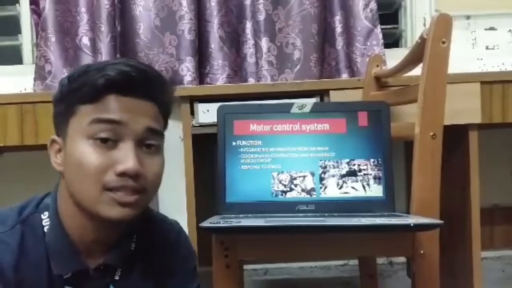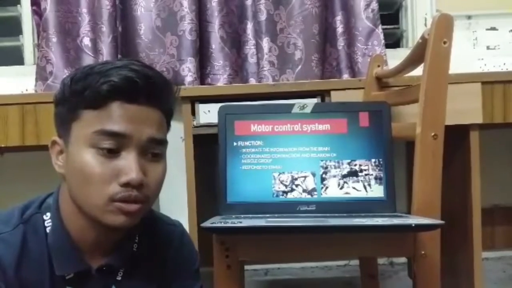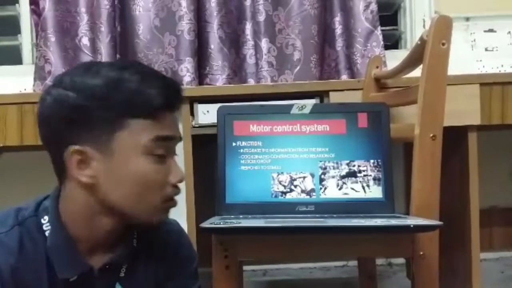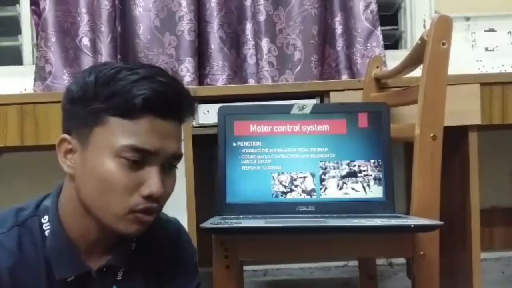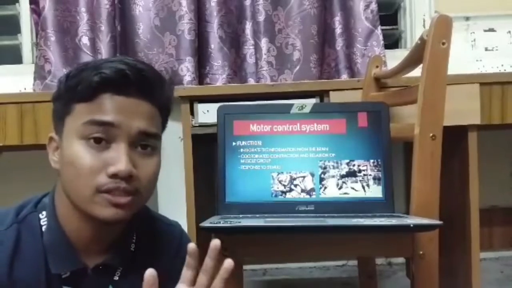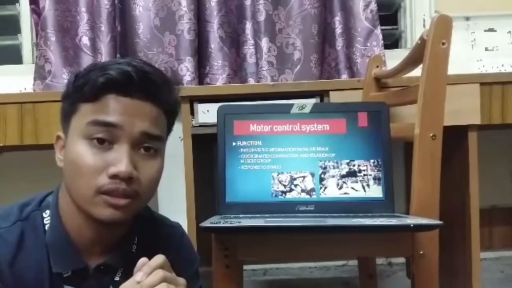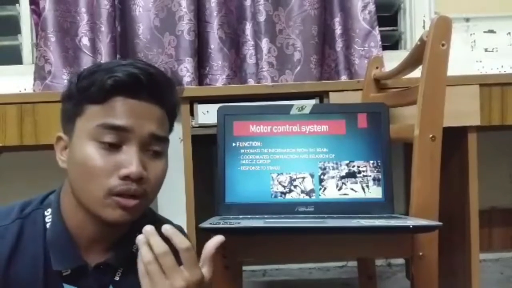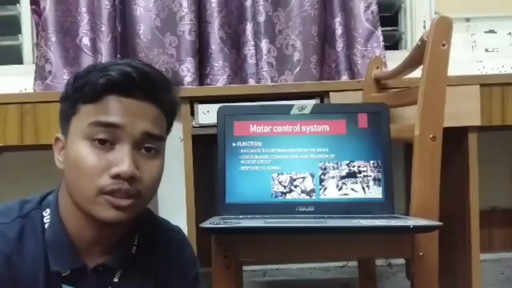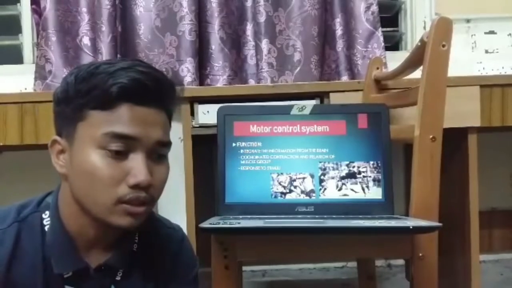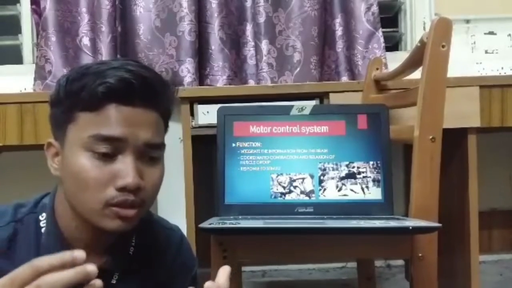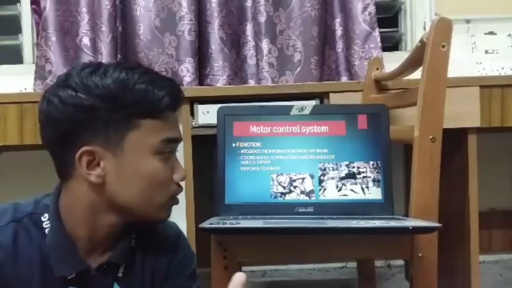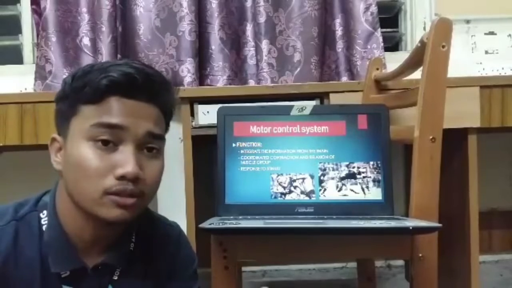Responding to stimuli, in easy words, is like our reflex. For example, when we touch a hot thing such as a hot kettle, our hand will first go far away from the kettle, because we know that the kettle is hot, so our brain will respond fast and our hand will respond fast to the stimulus. So that's called a response to stimuli.